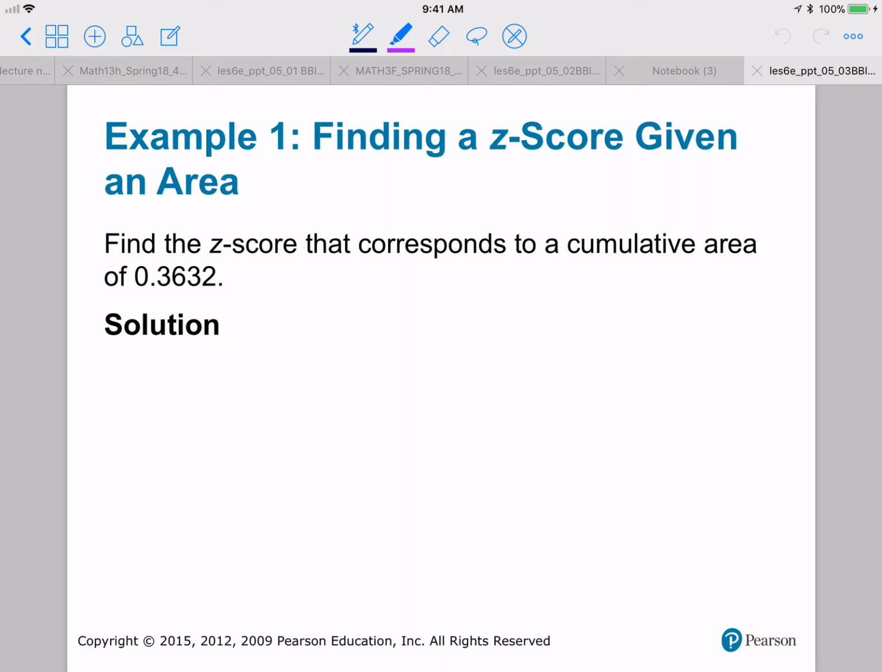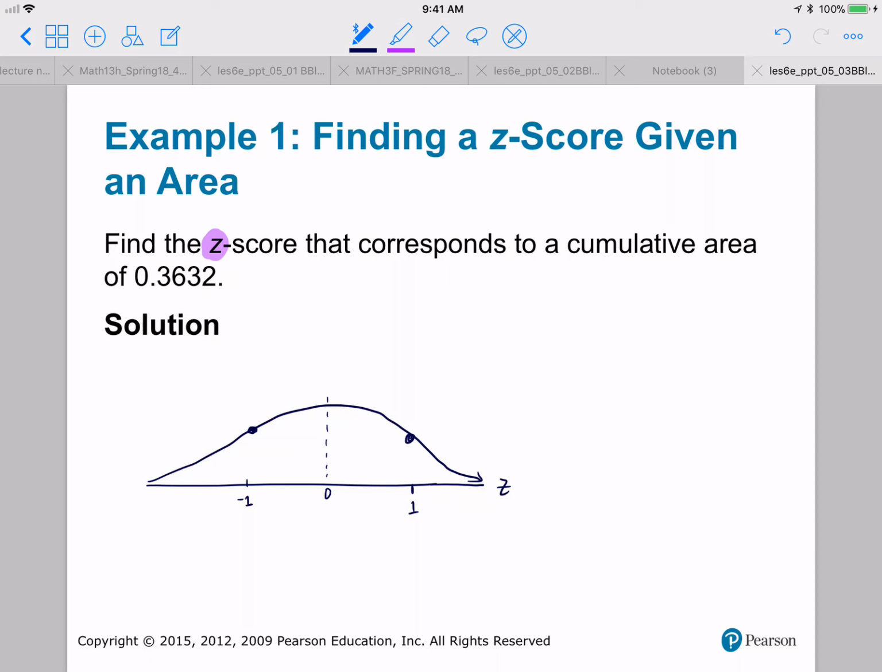Okay, let's look at the first example. Find the z-score that corresponds to a cumulative area of 0.3632. Our first step, as usual, is to draw a picture describing the situation. You want to sketch your normal distribution. Because we want to find the z-score, we're going to label this axis z. The z-score means you're dealing with the standard normal distribution. So what is the mean? The mean is always 0. And your inflection points are going to be at 1 and -1 because the standard deviation is 1.